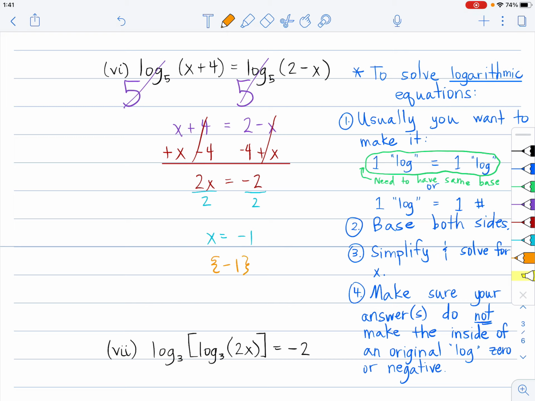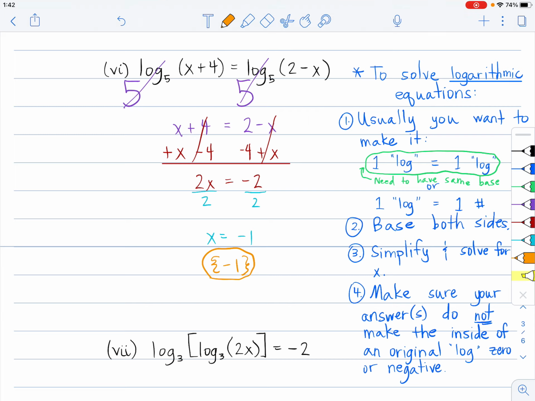He does not make the inside of my original log 0 or negative, which is why we have solution set -1. And here is a prime example of, I am not saying that we throw out negatives, I'm saying we check if our answer makes the inside of our original log 0 or negative. This -1 doesn't make either one 0 or negative, and so we keep him.